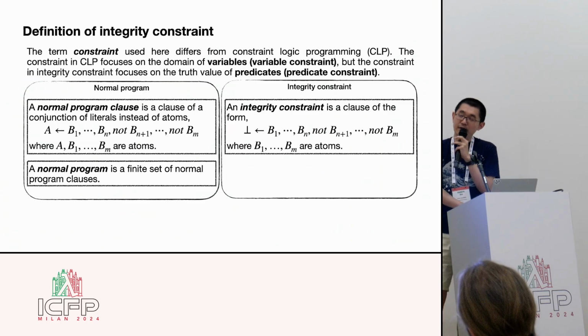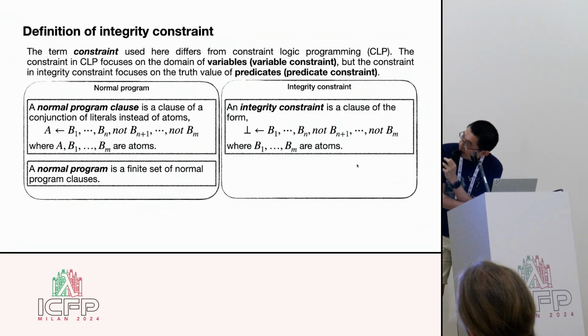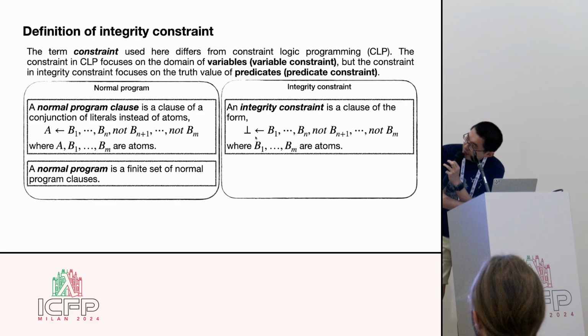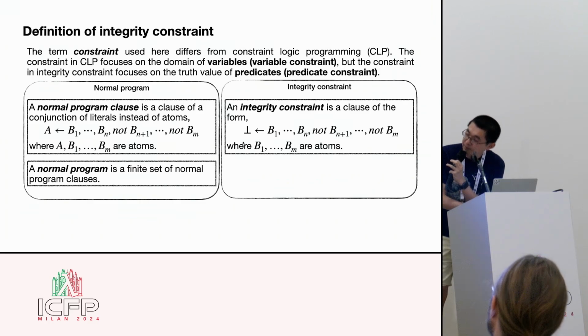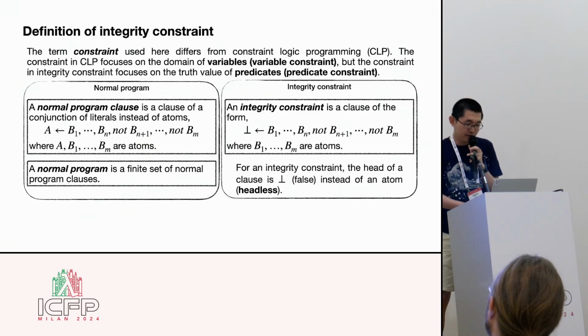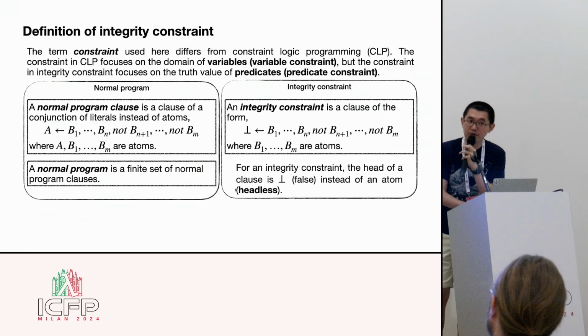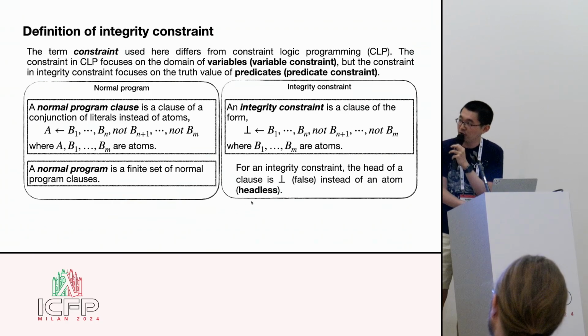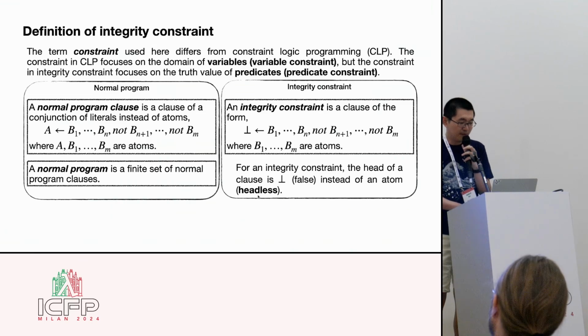So this is what the integrity constraint definition will look like. It is almost exactly the same, except for the head. Instead of an atom here, it implies the bottom. So for an integrity constraint, the head of the clause is bottom, false, instead of an atom. So an integrity constraint is headless. This headless thing is actually a problem in stableKanren that we will try to resolve. I will mention why later.